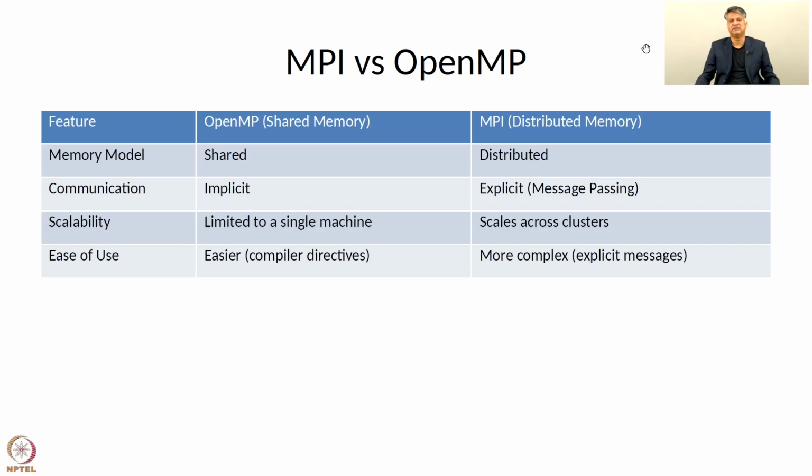OpenMP is relatively easier to use. It just uses compiler directives. Usually you can take a serial code and introduce the OpenMP directives within a few hours and get some moderate to good speed up. MPI is a little bit more complex because we are doing explicit message passing. We need to redesign the entire algorithm a little bit. We need to introduce the concept of partitioning the problem explicitly using tools like Metis, and hence it becomes more complex.